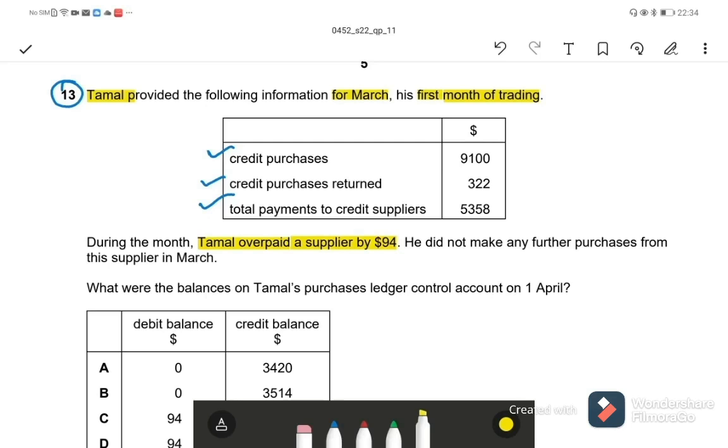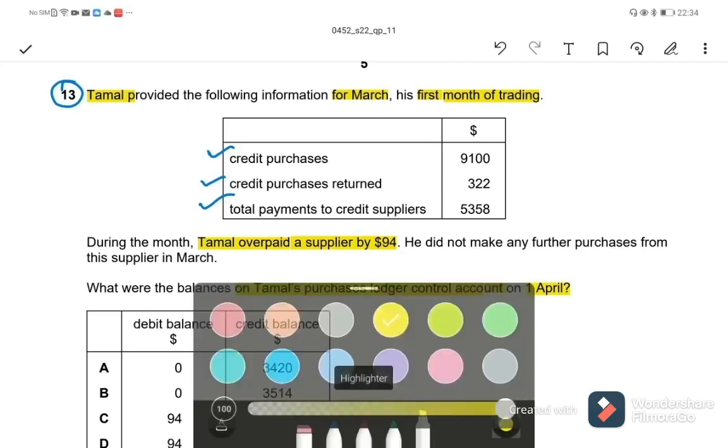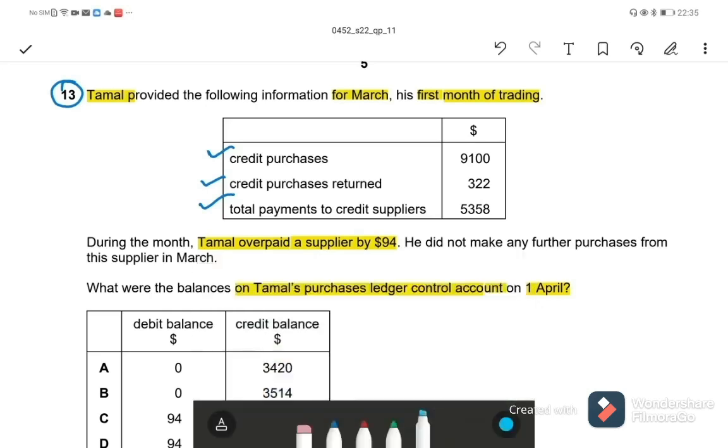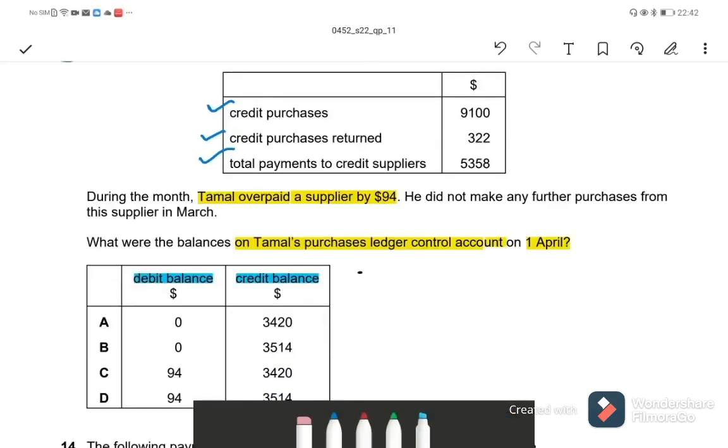What was the balance on Tamil's purchase ledger control account on 1st April? Here they are given two options, debit balance and credit balance. The debit balance we know is 94. In the purchase control account, for the overpayment he has to get the amount back, 94. So options C and D are 94. But what is the credit balance?